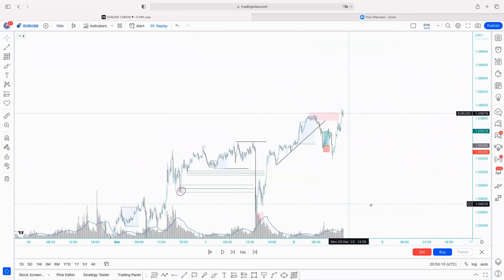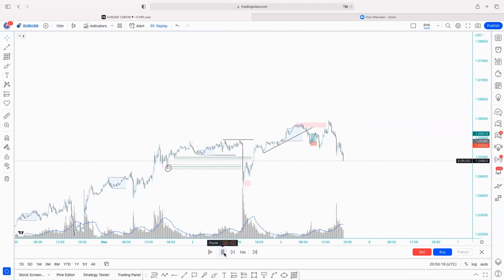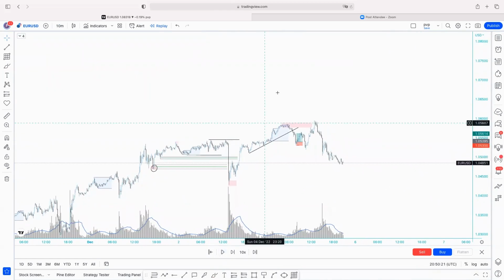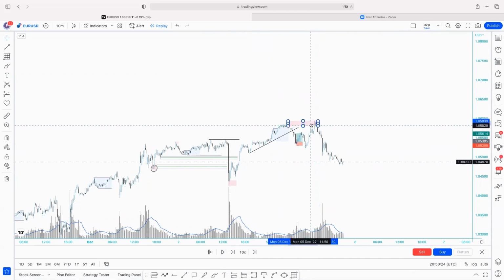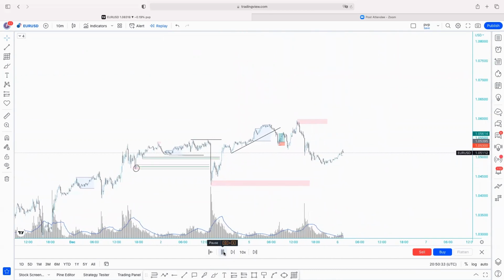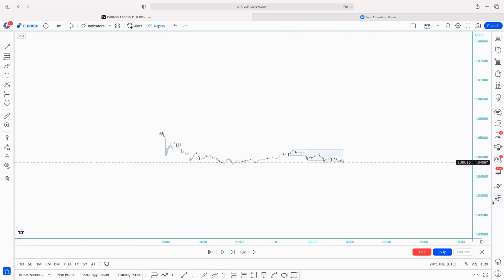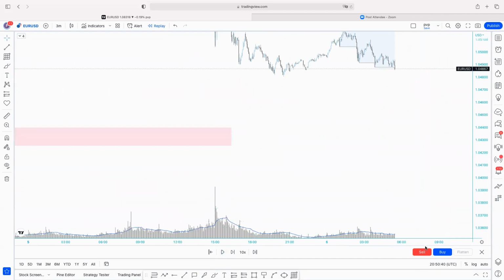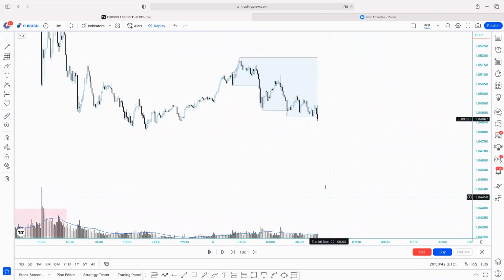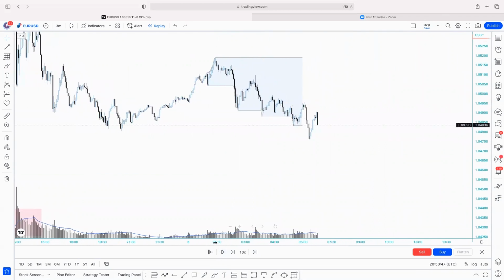Do you have any comments? Honestly, no. We break the high. We go for the internal liquidity. Well, anyway. Now we can also go on the 1 minute, which is good. Asian range liquidity.